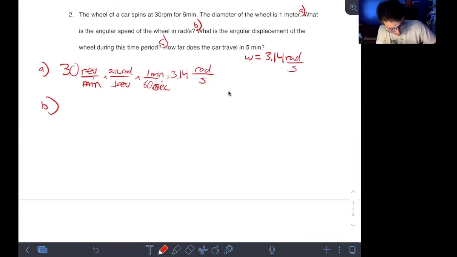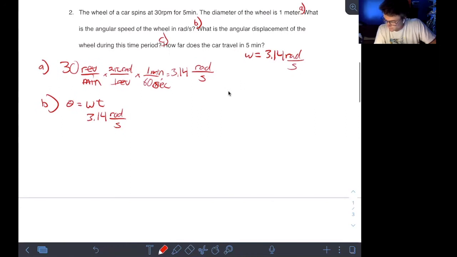So part B: what is the angular displacement of the wheel during this time period? Angular displacement equals angular velocity times time, and it makes sense with the units. So we plug in 3.14 radians per second times time. Now we have to convert our time, 5 minutes, into seconds, which is 300 seconds. Seconds cancel out, and now we have the angular displacement of 942 radians.